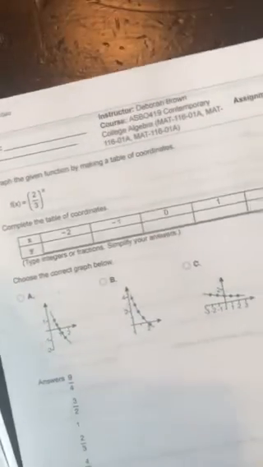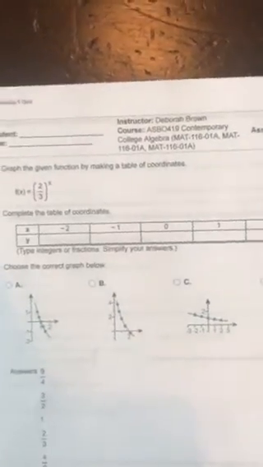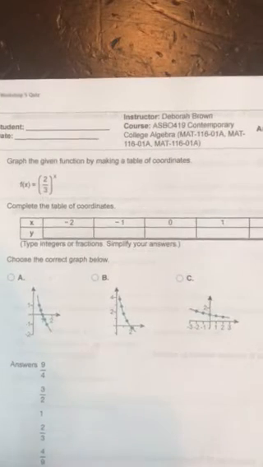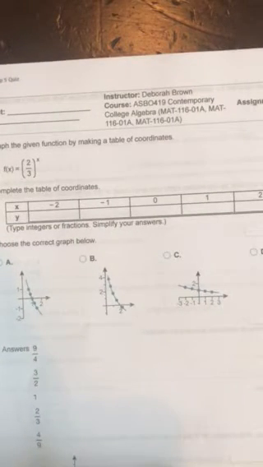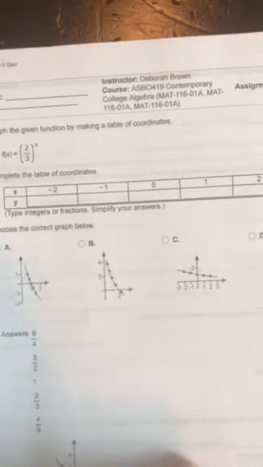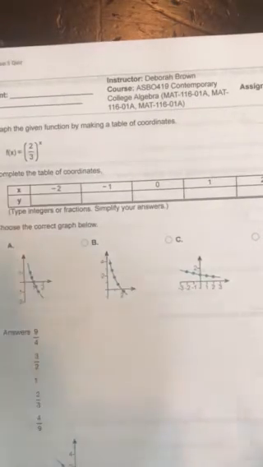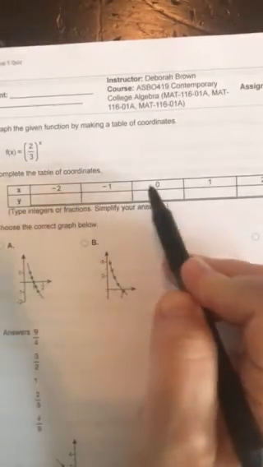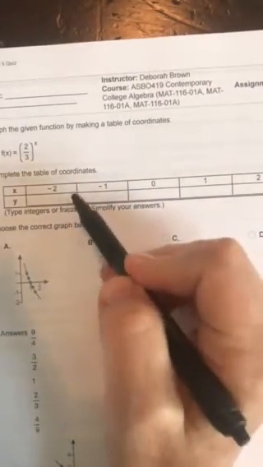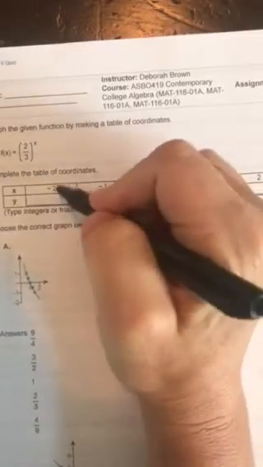Okay, so let's go ahead and start off with this first question here. The first thing we're going to want to do is graph the function by using the table of coordinates. Now the table of coordinates is here. It's giving you -2, -1, 0, 1, and then 2. And what it wants you to do is just put these into the equation. And this is your equation already here.